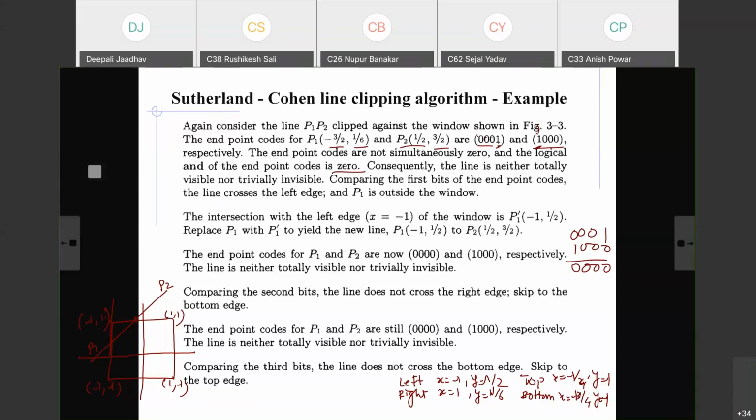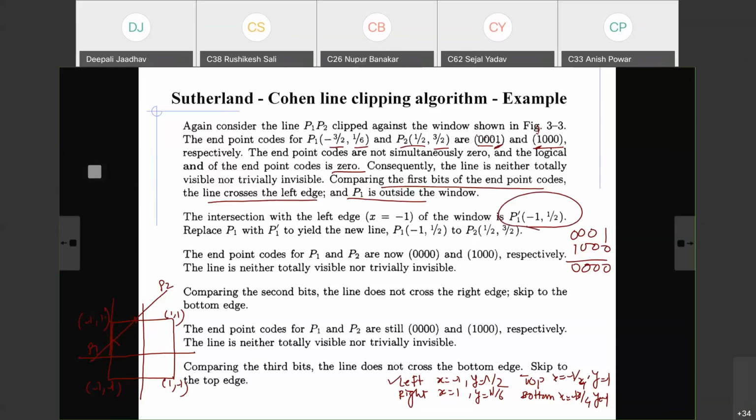So comparing the first bit of the endpoint codes, the line crosses the left edge and P1 is outside the window. This first bit is 1, means the line crosses the left window edge, and that's why this becomes 1. And P1 is outside the window. So if it is outside the window, we calculate the intersection. We have already calculated the intersection. What is it? This one for left: minus 1, 1 half.